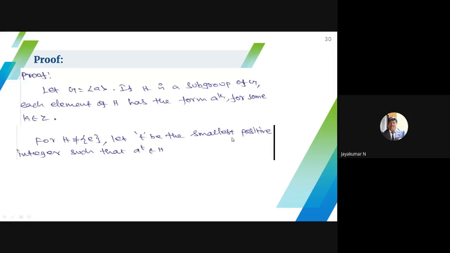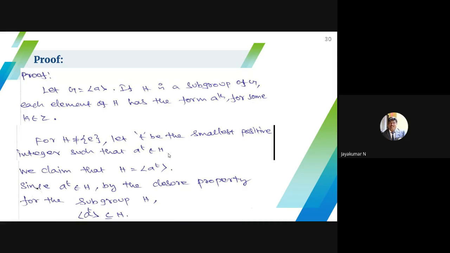Let T be the smallest positive integer such that A power T belongs to H. So each and every element of H has the form A power K, but I choose some element A power T belongs to H. Okay, T is the smallest positive integer, because in H there are A power T1, A power T2, A power T3, A power T4 and so on, but T is the least positive integer. I assume that A power T belongs to H such that T is the smallest positive integer.